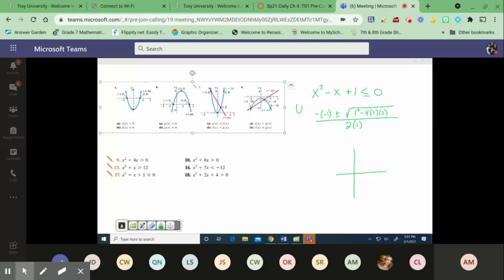Now, I don't really know what my vertex is because I haven't explored this problem. But if it's a U shape, and I have 1 plus or minus the square root of negative 3 over 2, that tells me I do not have any x-intercepts at all, right? That tells me that my graph is going to be above that x-axis. So there isn't any because that's a negative, so there's no zeros. All right, so when am I less than or equal to 0? Never. Not gonna happen.